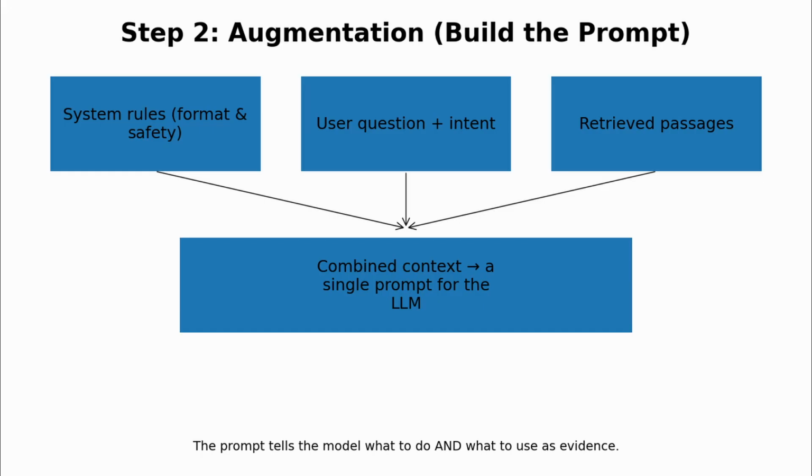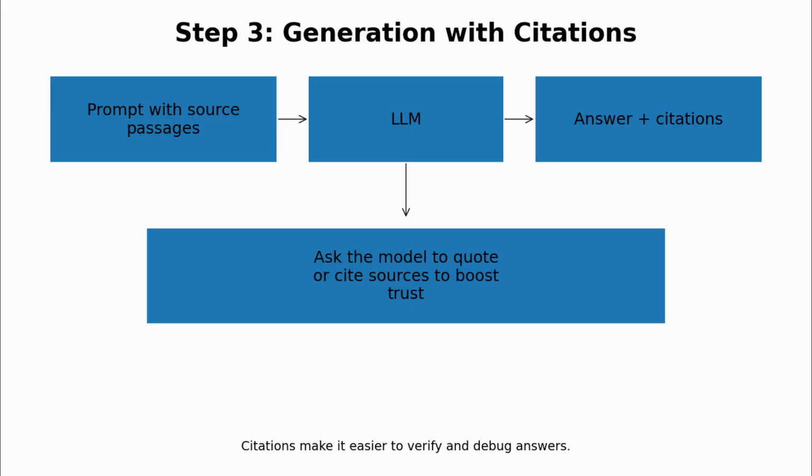Explain it. Augmentation is where you turn retrieval results into something the model can use effectively. The retrieval step finds information. The augmentation step makes that information usable. Now we reach the generation part of Retrieval-Augmented Generation. This is where the LLM writes the final answer using the prompt and the retrieved passages.